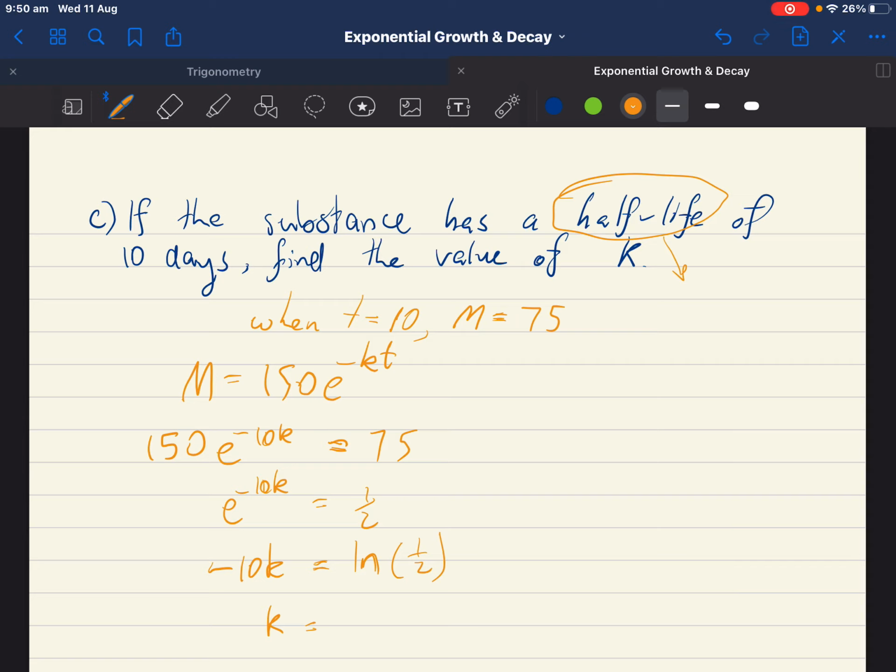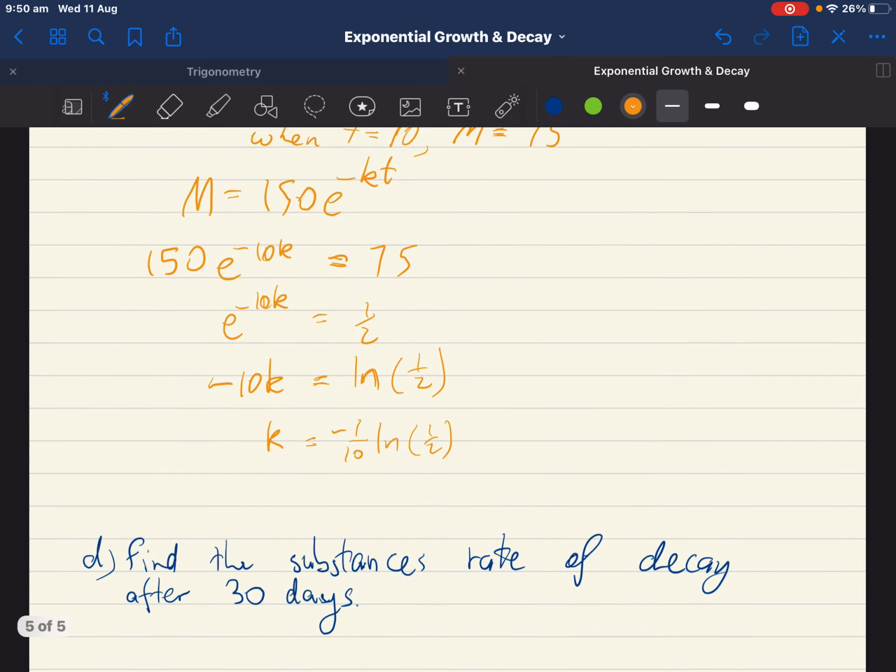K is going to be, here, I'll write it as a fraction. A -1/10 ln of a half, right? Or you could have put it all over 10. I just thought maybe it looks a little bit neater this way. I'm not 100% sure, to be honest. Anyway, that's the value of K. That's what we needed to do for part C.